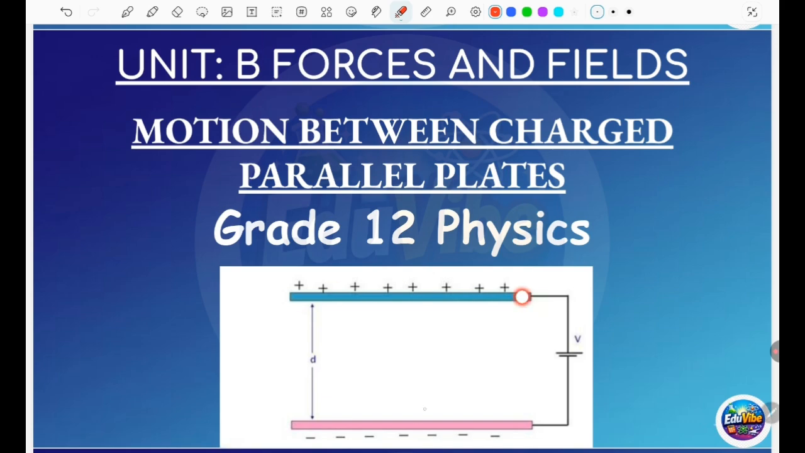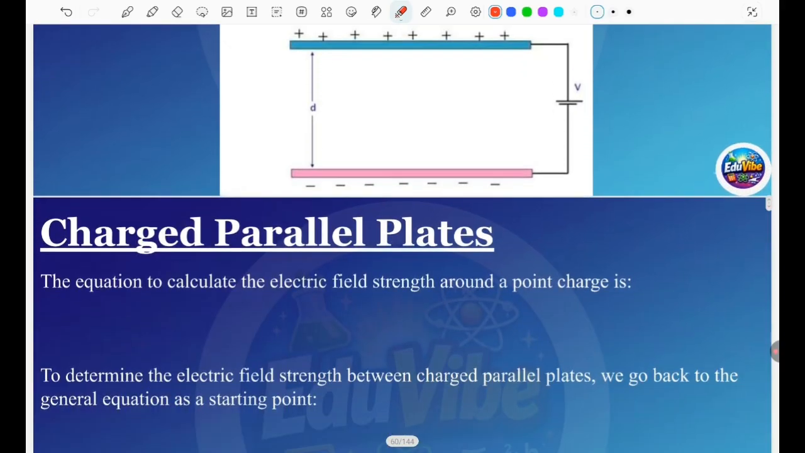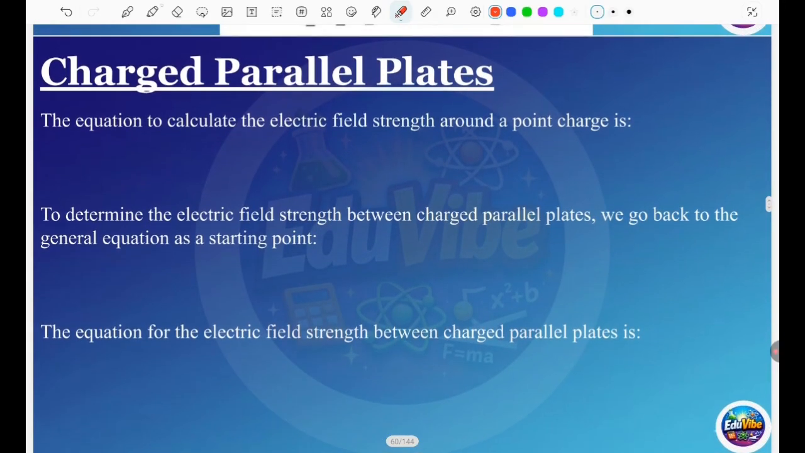Like this, we have positive, we have negative, connected to the volt, which is again your potential energy. We have to discuss this, but now we also discuss another aspect where we consider the electric field. So we have one more formula for electric field, which we have to introduce today. So, charged parallel plates.